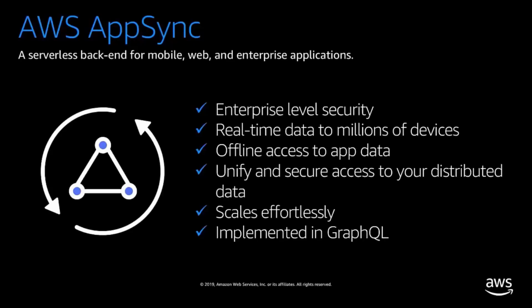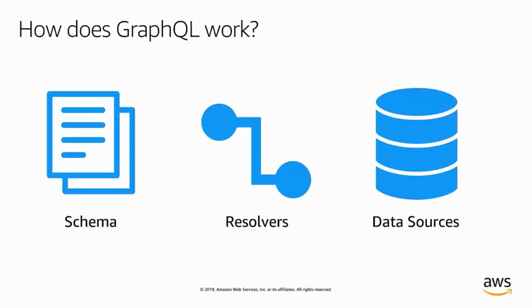And the implementation of AWS AppSync is GraphQL. We'll go over that right now and look at exactly what GraphQL is. So how does GraphQL work? There are three main pieces to a GraphQL API: the schema, the resolvers, and the data sources.